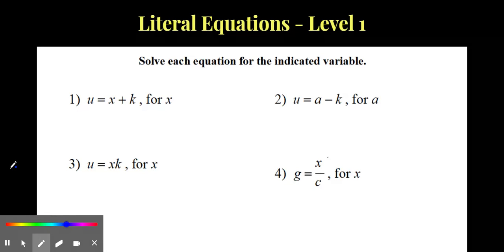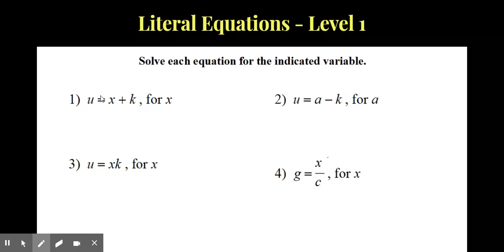All right, literal equations level 1. I call these level 1 because they're the easiest. They each only require one step. So problem 1. This equation says u equals x plus k, and we are asked to rearrange it so that it is solved for x.